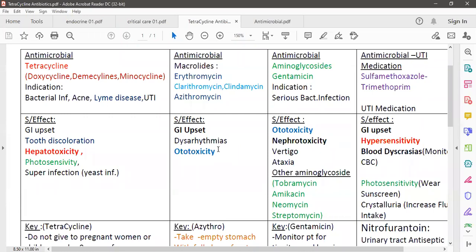Sometimes the patient complains of abdominal pain or superinfection, like with tetracycline. And also the patient may develop dysrhythmias. Dysrhythmia means an abnormal rhythm of the heartbeat. Or ototoxicity. So macrolide or aminoglycoside, both can cause ototoxicity.